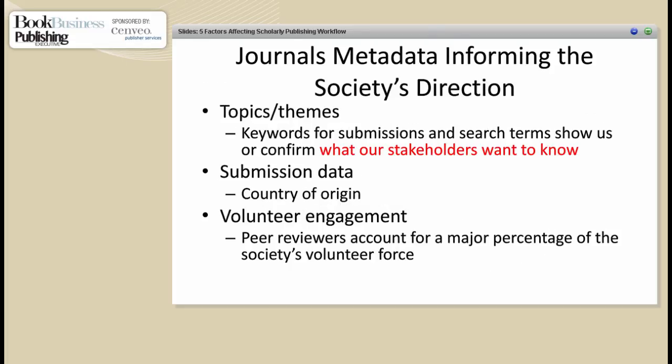The metadata should also be looked at as an opportunity to inform the society's direction strategically on a wider level, outside of the publications realm themselves. We like to explore ways to understand what our stakeholders want to know. So we can look at things like keywords used in submissions that were accepted, rejected, as well as search terms used in the final published literature. We also like to look at the submission data. One of the key things that I'm interested in right now is the country of origin for submitting authors, because that could potentially tie in with some larger goals we have with growth in specific geographic areas.